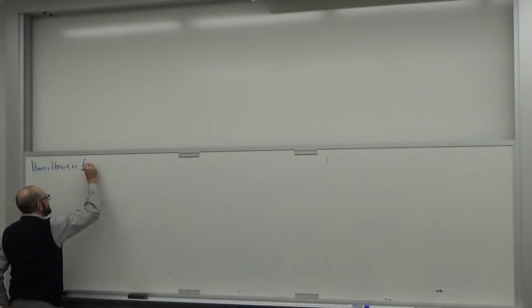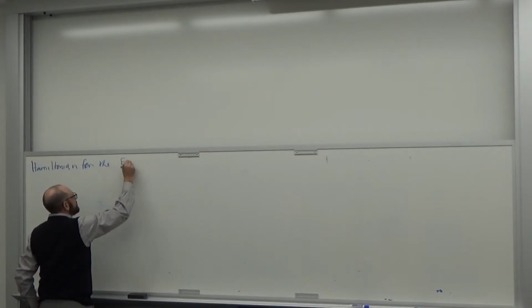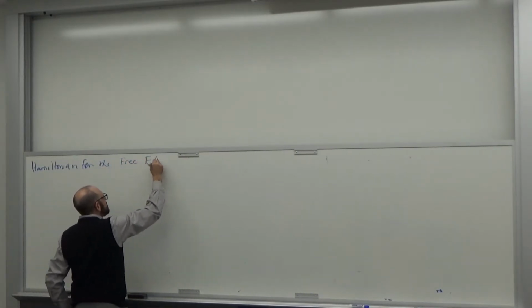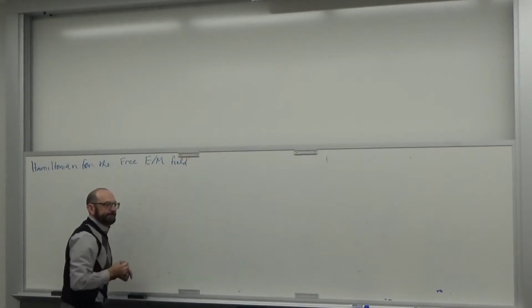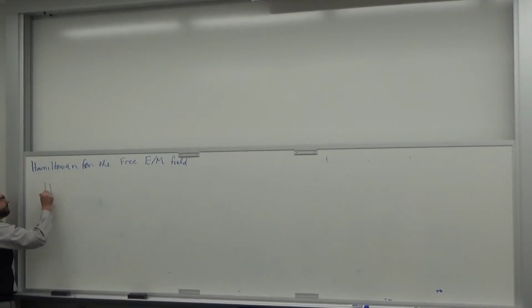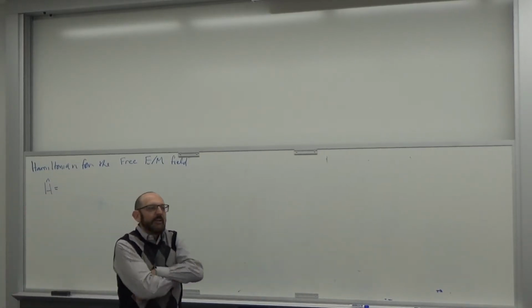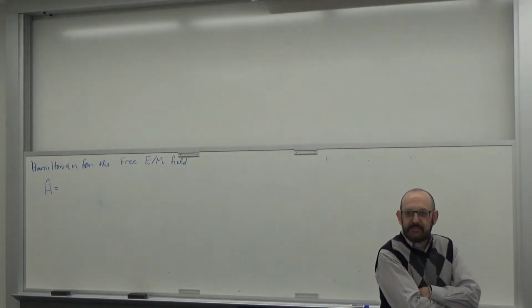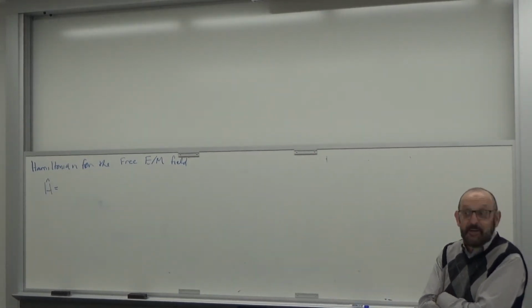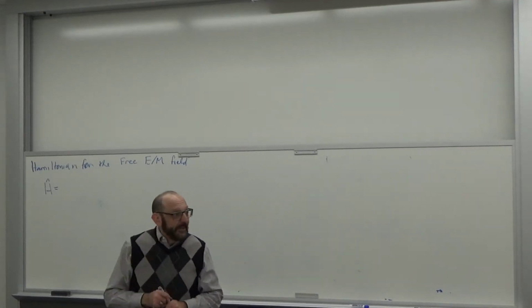So, the Hamiltonian for the free field, H. Well, that's the energy in the electromagnetic field. What is the energy in the electromagnetic field? E squared plus B squared with some units, right?